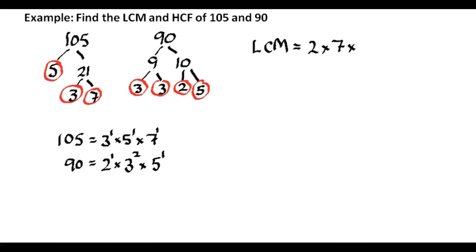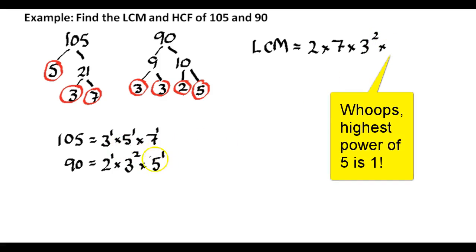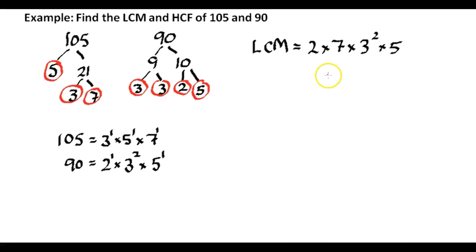The next thing we look for is the highest power of the common primes. Now 3's the common prime and its highest power is 3 squared. And 5 is a common prime and its highest power is 5. So the lowest common multiple is 2 times 7 times 3 squared times 5. Now you can use your calculator to do that if you want.